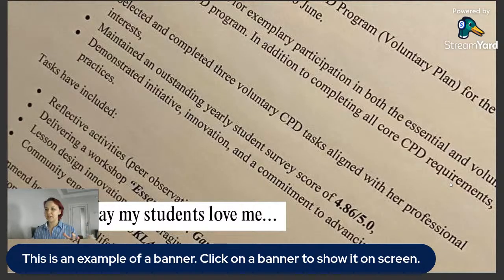When I say my students love me, I don't just imagine this. In this slide, in this picture, the most important part is the number. This is my annual, so yearly survey score. So basically, for a year, my school where I work asked students about me, about my teaching techniques, about my teaching in general. And my average score after a year of work is 4.86 out of 5.